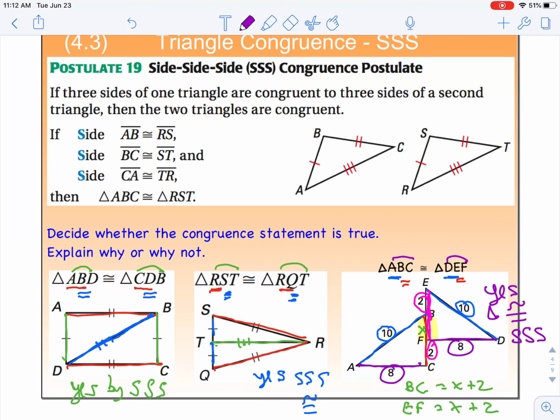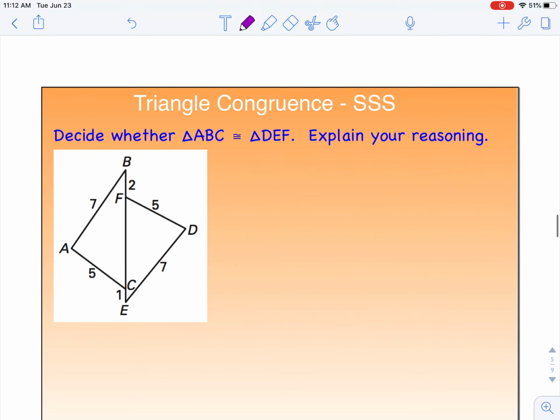We have to start looking to see, is that always going to be true? So far we had 3 examples where the triangles were congruent. Here's another one. Decide whether you can prove triangle ABC is congruent to DEF. If ABC is congruent to DEF, then AB and DE have to be congruent. AB is 7 and DE is also 7. So yes, those are congruent. What about BC and EF? Here's BC.